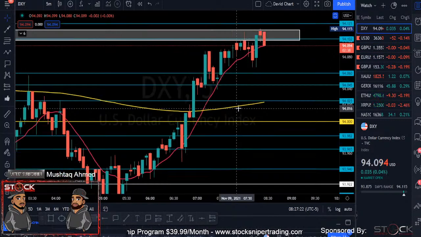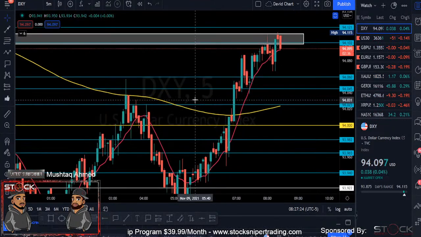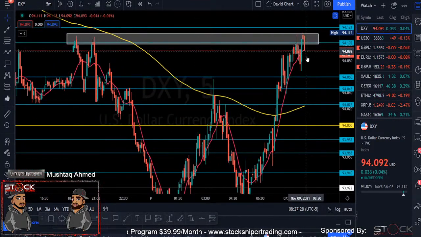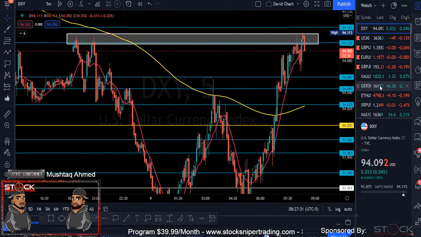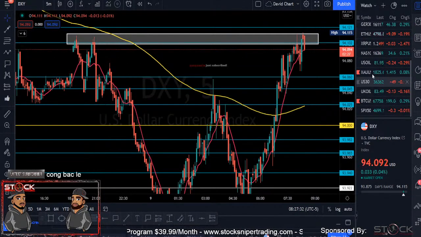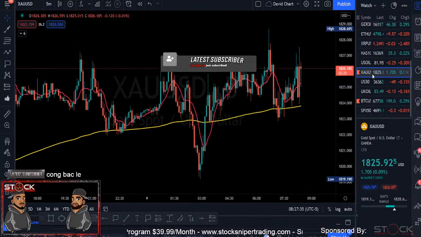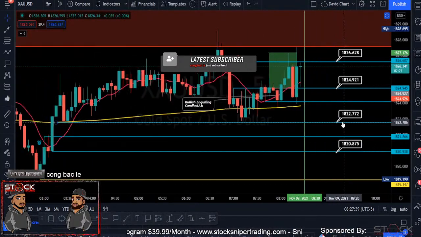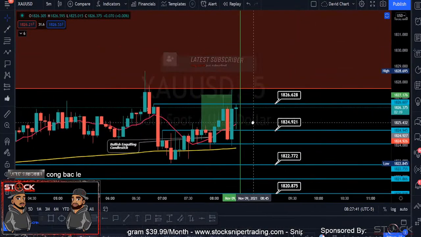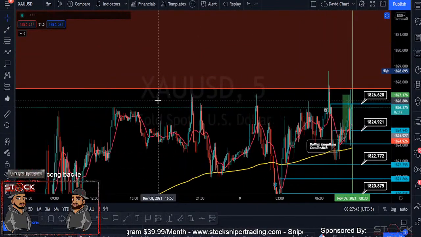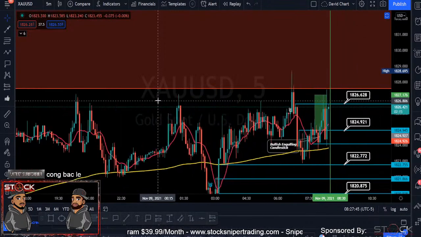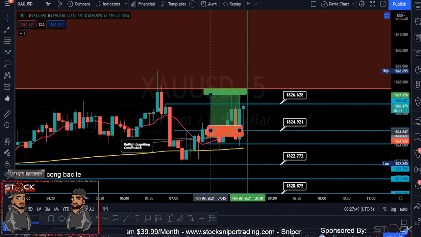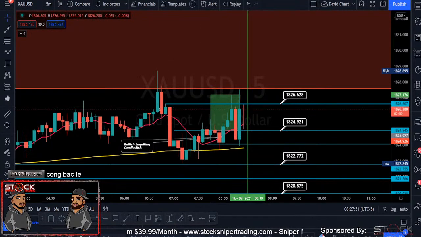DXY. Remember we talked. Hey, look at this. Previous structure, previous resistance areas. Now it's getting rejected out of there as well. That's why gold is continuing its little bullish movement right now. Look at this. Okay, guys, if we continue on gold, I'm going to go based on overall whole numbers here.